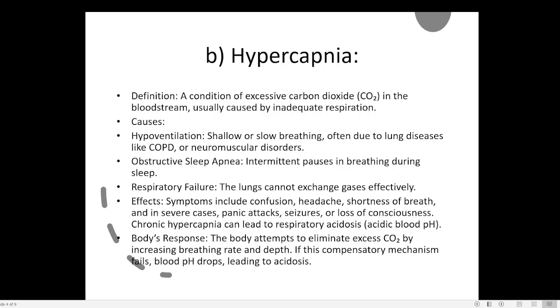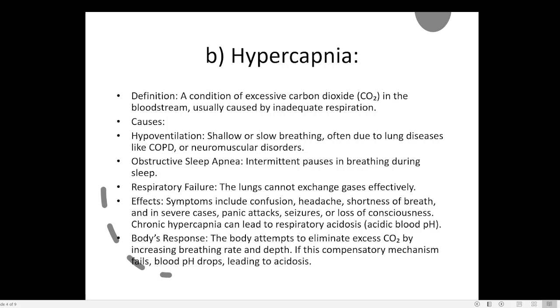Then as the amount of carbon dioxide increases, it will lead to loss of consciousness. And chronic hypercapnia can also lead to respiratory acidosis. Respiratory acidosis means the amount of carbon dioxide in your blood is increasing. This carbon dioxide combines with water forming carbonic acid. So a higher amount of carbonic acid in your blood means a lower pH, and that situation is known as acidosis.